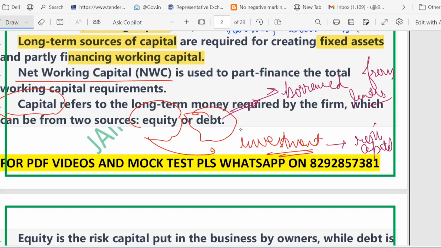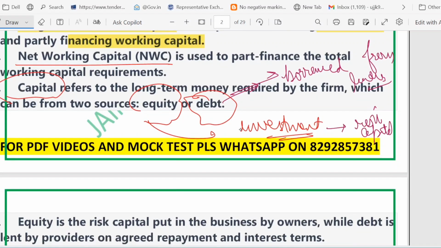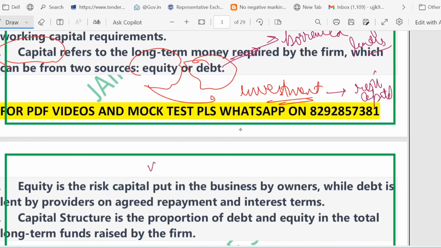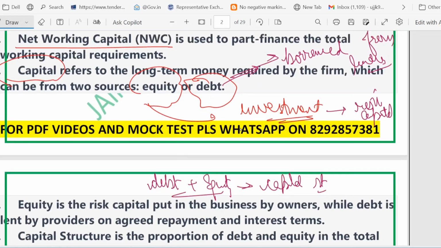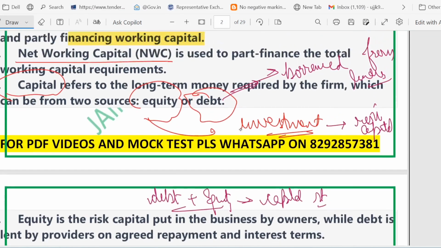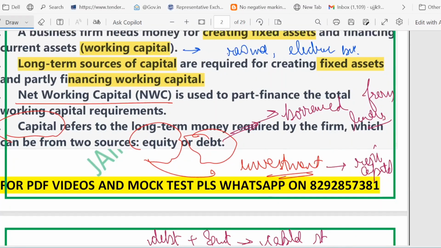Finally, the mix of equity and debt in the long-term fund is called the capital structure. If you mix both of them, debt plus equity, in the total long-term fund, that is called the capital structure. In simple terms, the capital structure shows how much of the money is the owner's money and how much is borrowed money. So either you can borrow by debt or you can invest by risk capital.